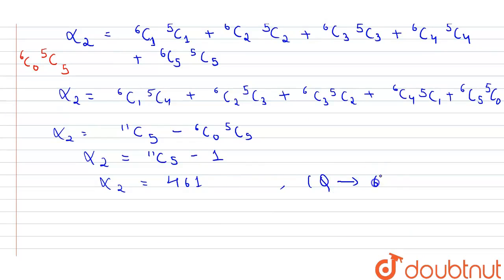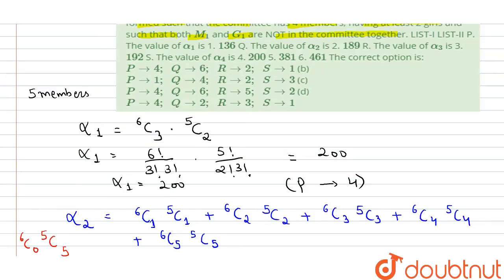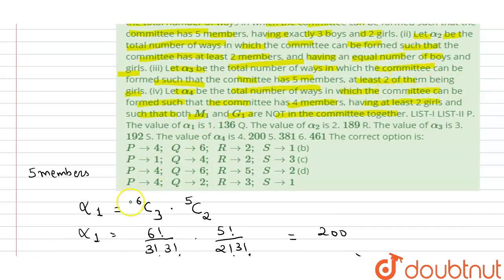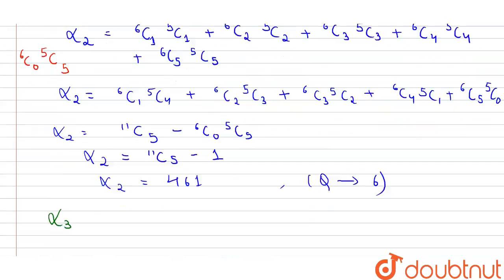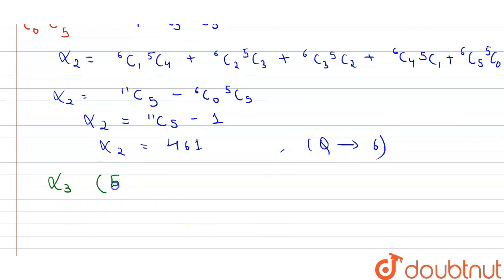Q6. Now coming to the value of alpha 3. Alpha 3 is the total number of ways in which the committee can be formed such that the committee has 5 members, at least 2 of them being girls. This means the minimum number of girls in the committee should be 2. So we can write: total 5 members, and girls should be equal to 2 or greater than 2.